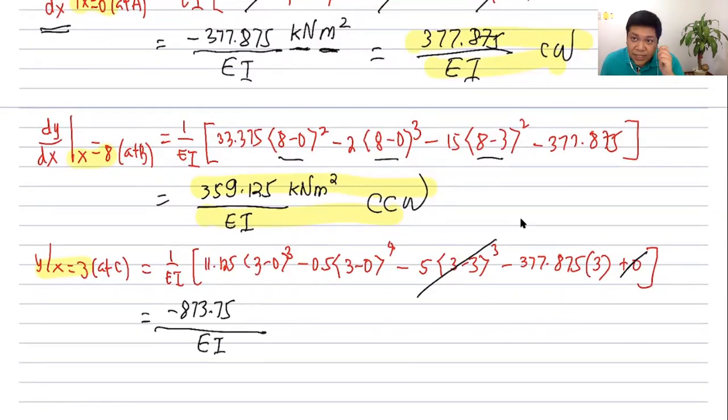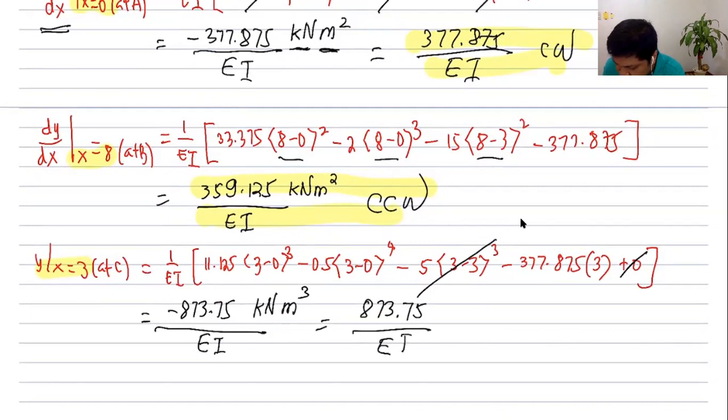Since this is a deflection, please remember that the unit of measurement of deflection is length. Therefore, here, the numerator should have force times length cubed. Because if I divide it by EI, which is force length squared, I am only left with a unit of length. I get a negative answer, therefore that's 873.75 all over EI, negative, so downward.